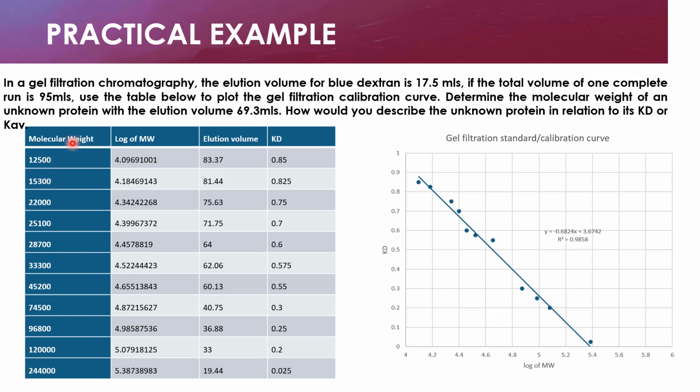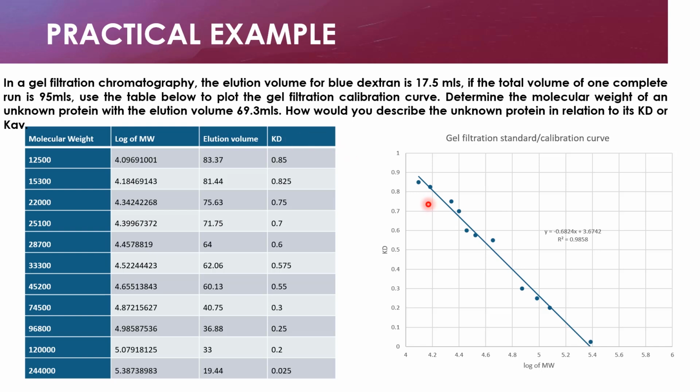So this happens to be the molecular weight for our standards, and this is the log of the molecular weight for the standards, and this is the elution volume for each of the known molecular weight standards, and this is the calculated partition or distribution coefficient value for each of the molecular weight standards.